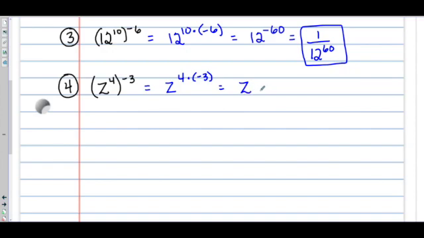So it's z to the -12th power. But you can't keep this as a negative, so we're going to send it to the bottom. So it becomes 1 over z to the 12th power. Remember, the exponent becomes a positive.